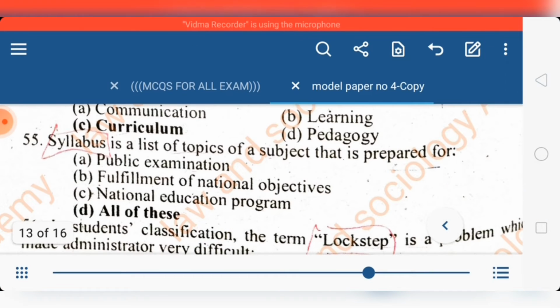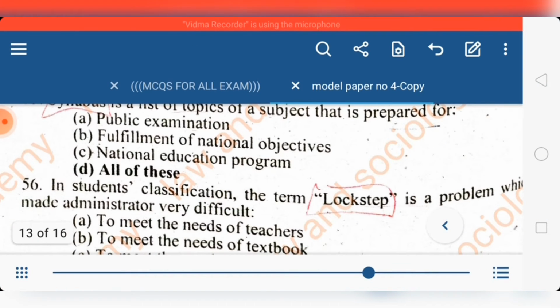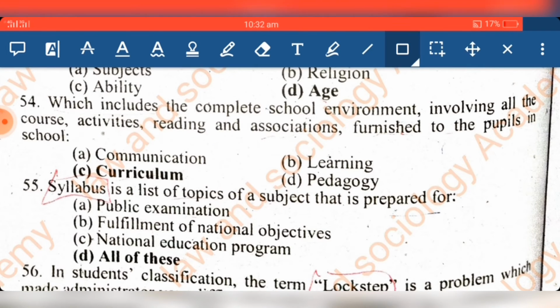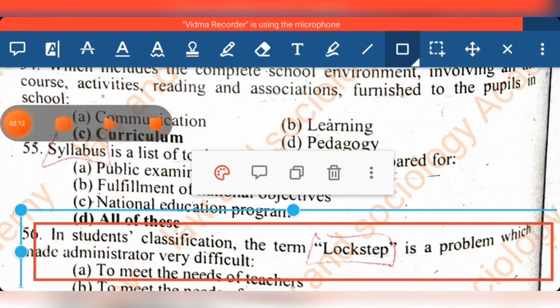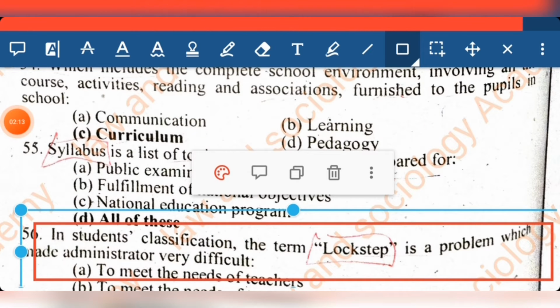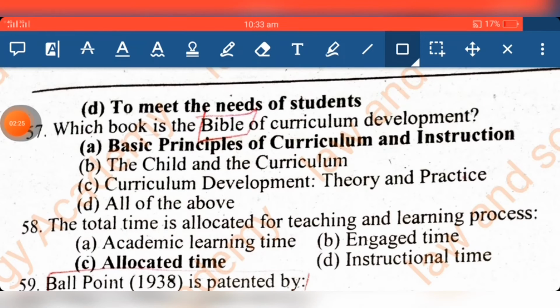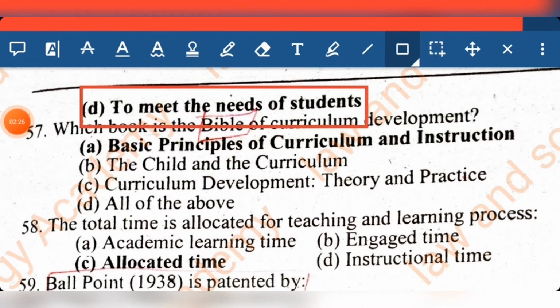Let's move to question number 56, and that is, in students' classification the term lockstep is a problem which made administrators' work very difficult to meet the needs of students.